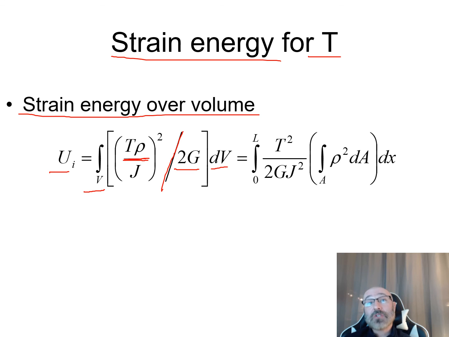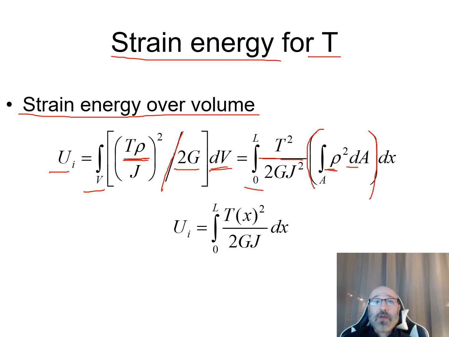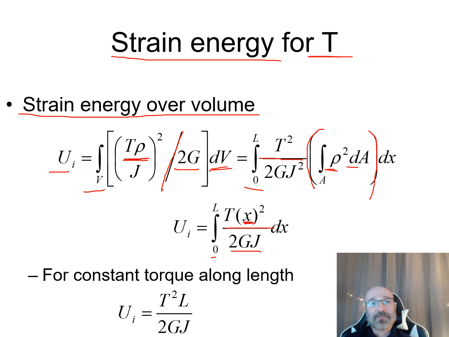So now this reduces down to our integral from 0 to L when we plug in that relationship for our dV times T squared over 2G J squared times now the integral over the area portion of this here, which is that distance rho squared dA dx. So from that there, we can reduce this down and say that our strain energy for this external applied torsion right there is going to be equal to our integral from 0 to L of this Tx squared, there's our distance right there that we're relative to as it moves along that, all over 2GJ dx.